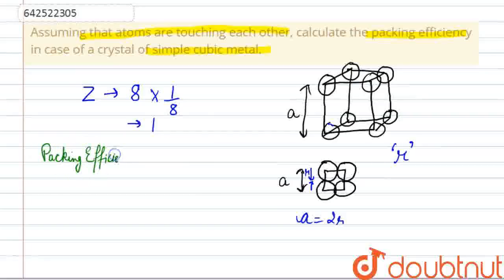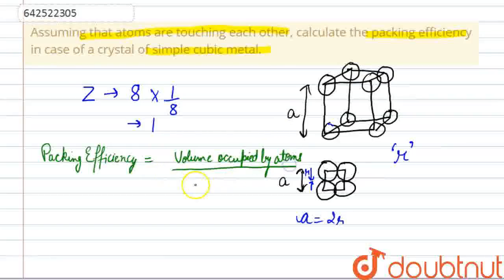Now what is the formula for calculating packing efficiency? It is the volume occupied by particles or atoms, divided by the volume of the cube, V of cube. This is the ratio. If we multiply it by 100, we will get the percentage.